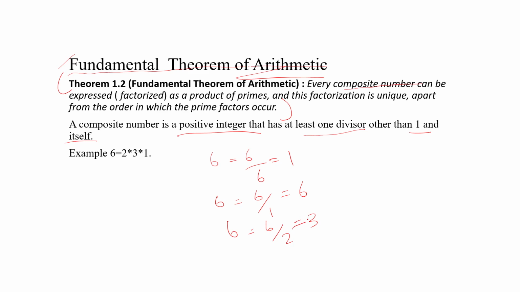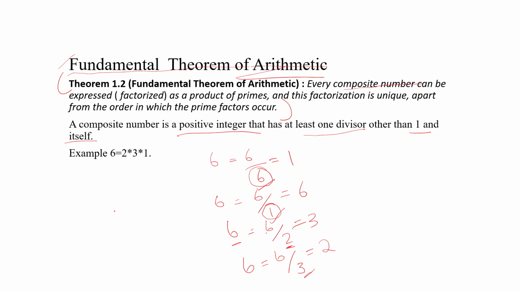Now here, if you take the example 6, of course every number is divisible by itself and every number is divisible by 1. So apart from that, there should be some other number which divides this number. So 2 divides 6 without a remainder, 3 divides 6 without a remainder. So the number which has more divisors other than 1 and itself is called a composite number.